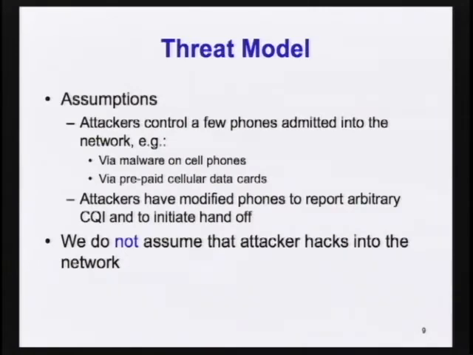But before I tell you the attack, let me make my threat model explicit. So a threat model tells you what we consider as threats and what we do not consider as threats. So we assume that the attackers control a few cell phones, and these cell phones have been legitimately admitted into a network. For example, the attacker could have spread malware onto cell phones so that the malware will execute according to the attacker's intention. And also, if the attacker doesn't have malware, then the attacker can simply go out and buy some prepaid data cards. Okay. Cellular prepaid data cards are very popular in Asia and Europe, and I saw that they have already become available in major US cities. So by this way, you can attack the network without being identified, because you pay cash for the prepaid card.